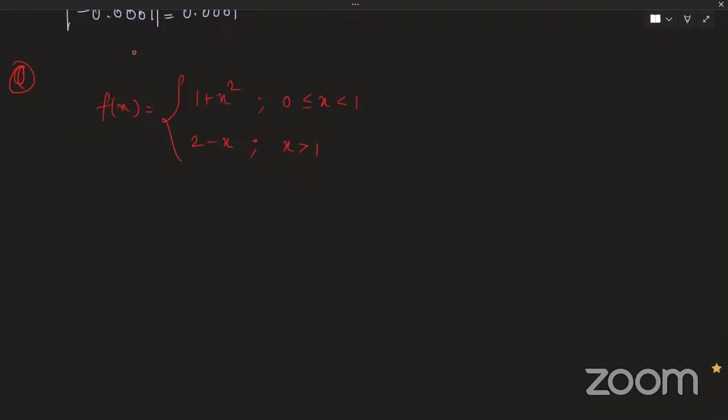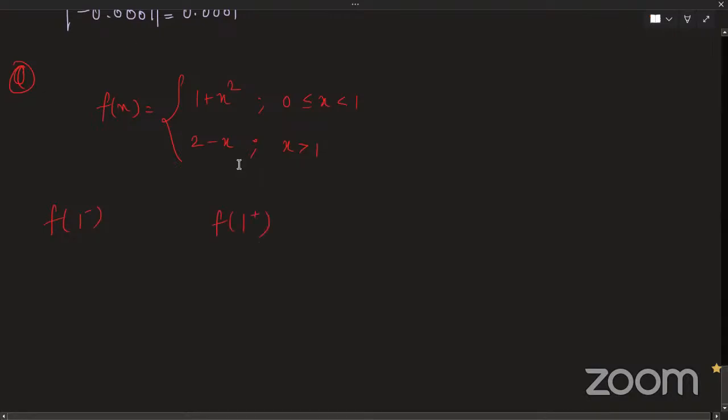You just need to calculate f of 1 minus and f of 1 plus. Okay? Really simple. You can just do it now, like within 1 minute. It is really simple.